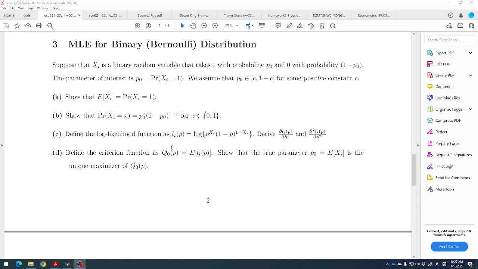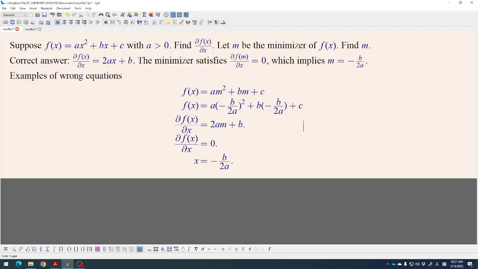This is about the maximum likelihood estimator for the binary distribution. The binary distribution is the simplest possible distribution model, so I'd like to use this as an example to explain some details, some subtle nuances. Let me first discuss an even simpler case where you make a lot of mistakes.